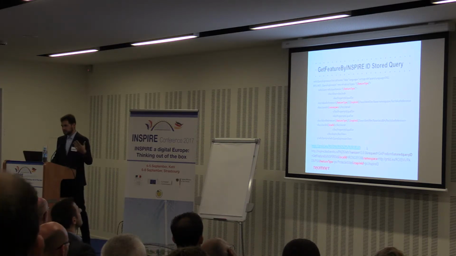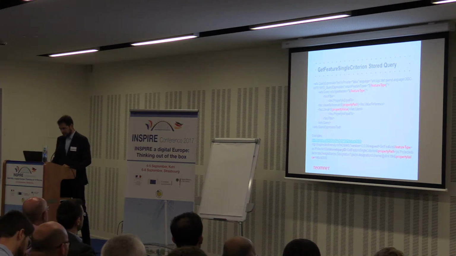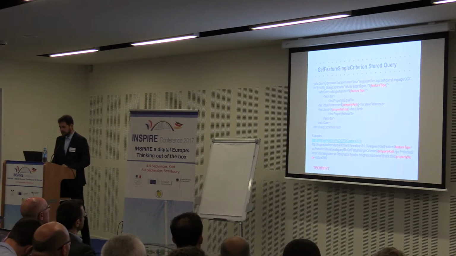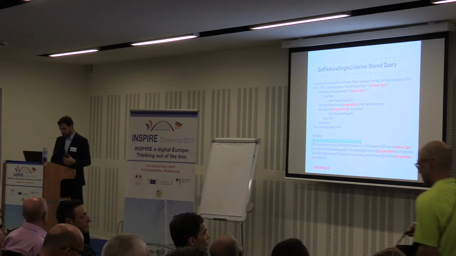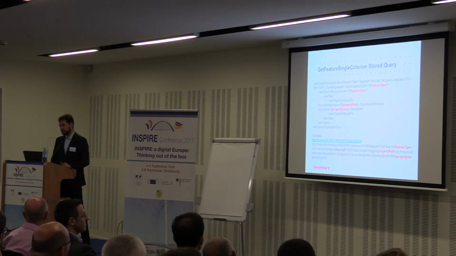So we want users to just use the short URL and not worry about stored queries, not worry about KVP requests. The same thing for the categories, where we have this get feature single criterion stored query, which is highly parameterized. And we just want the users to use these short URLs instead of the very long KVP requests.